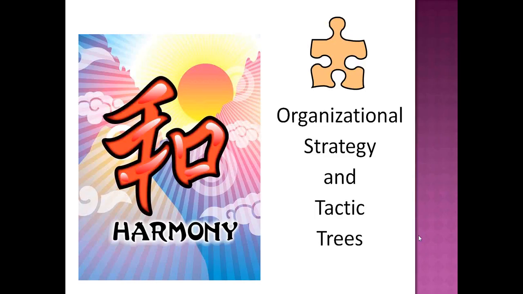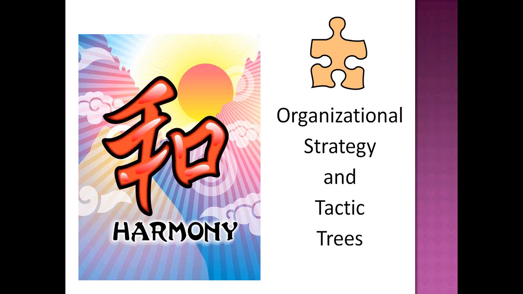Now, I'm going to briefly mention the second type of strategy and tactic tree, which is called an organizational strategy and tactic tree. I chose to use the Asian symbol for harmony, or wa, as it's called in Japan, which is the focus of the organizational strategy and tactic tree.